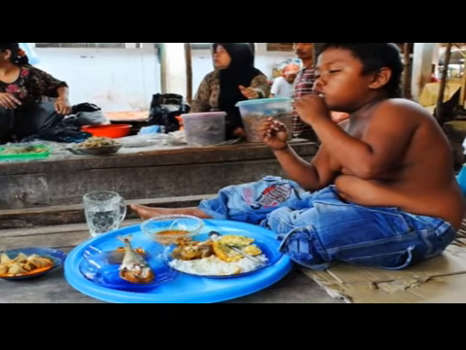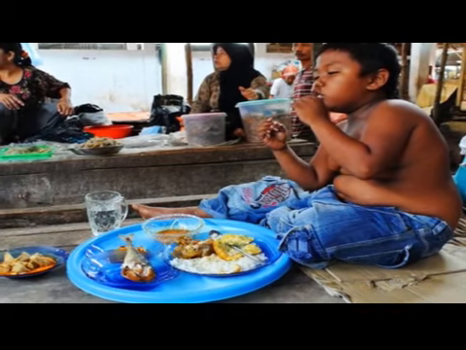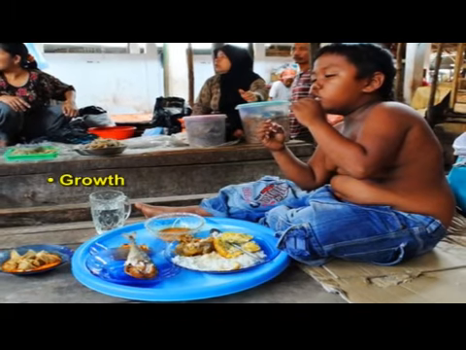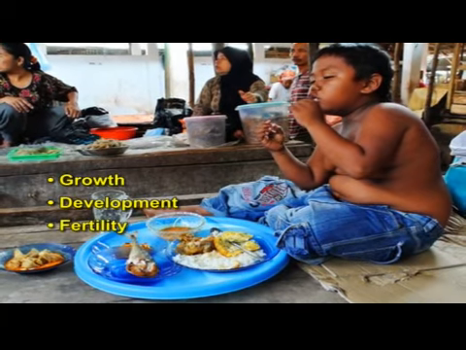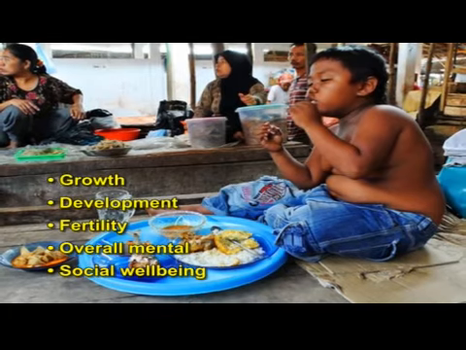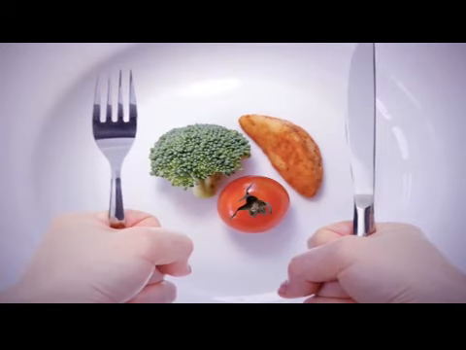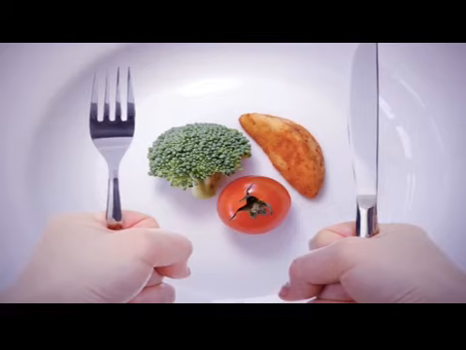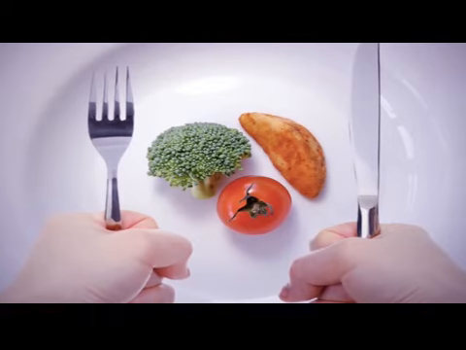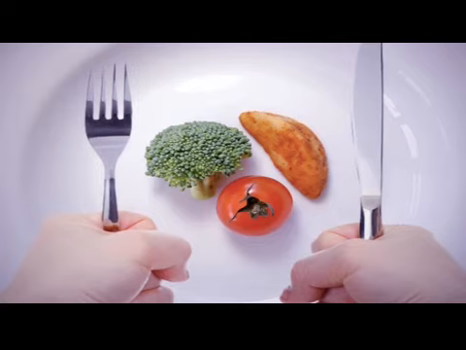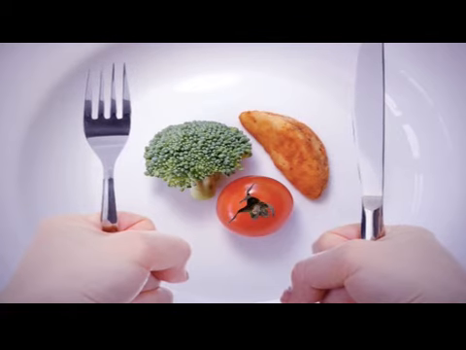Eating disorders, when manifested at a young age, can cause severe impairment in growth, development, fertility, and overall mental and social well-being. In addition, they also raise the risk of an early death. People with anorexia nervosa are 18 times more likely to die early compared to people of similar age in the general population. Who gets eating disorders?